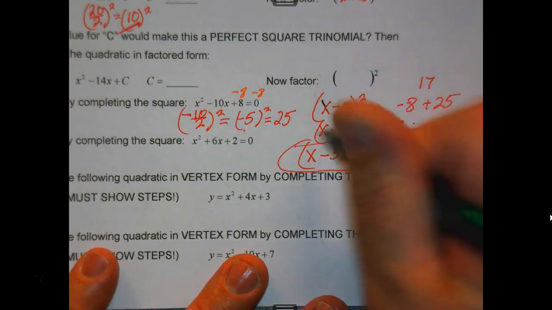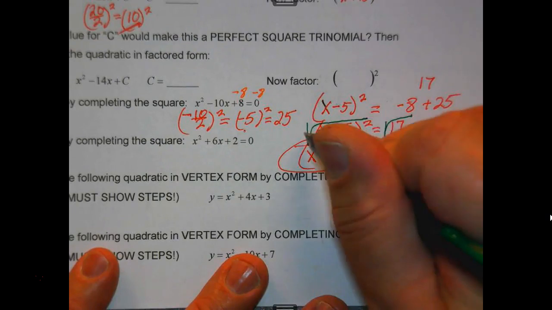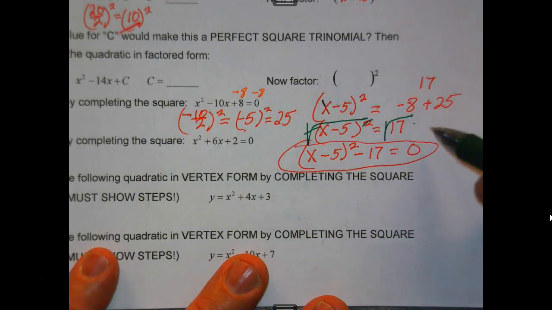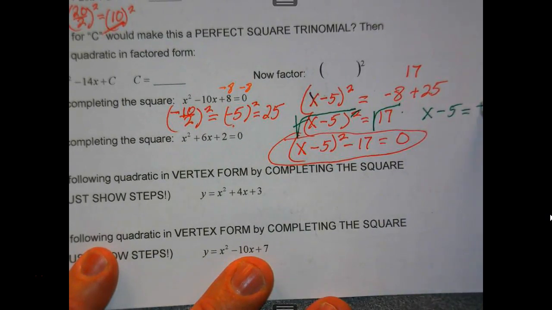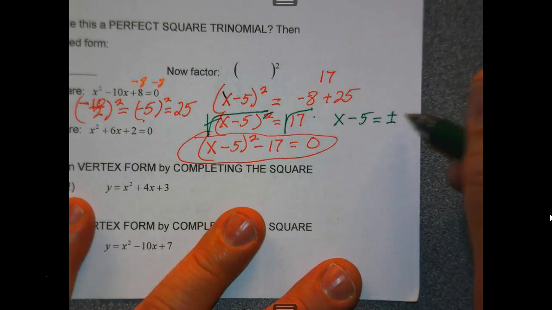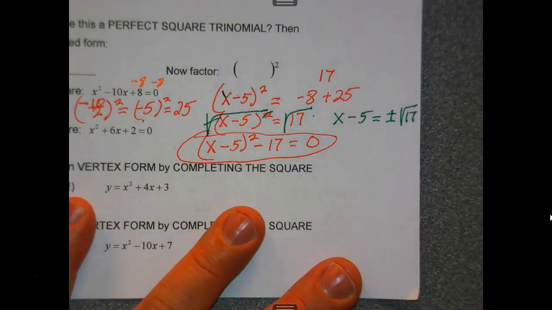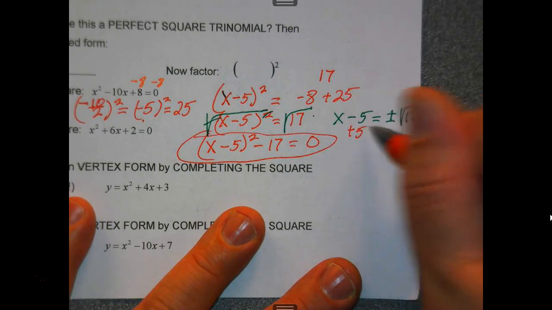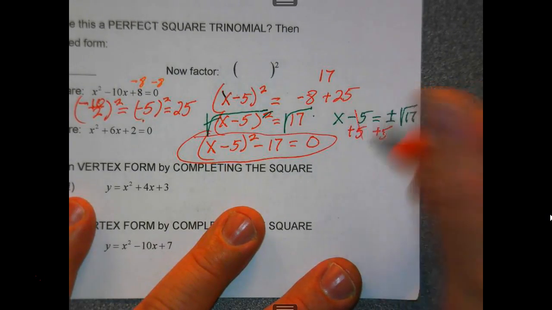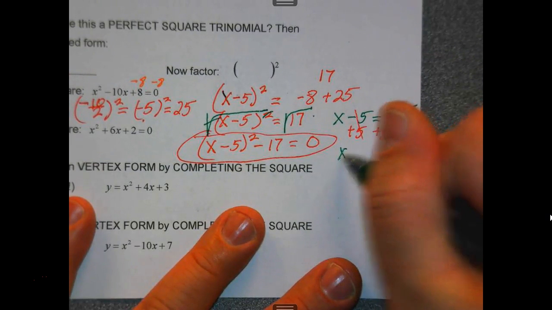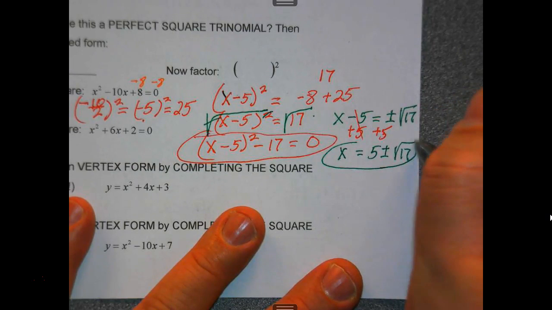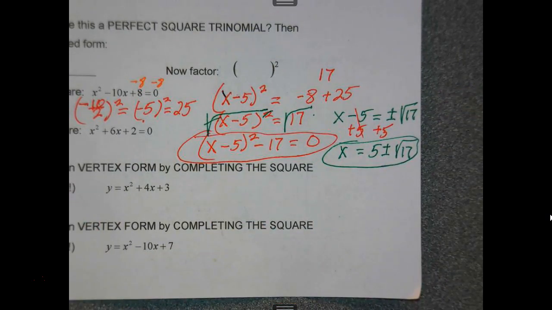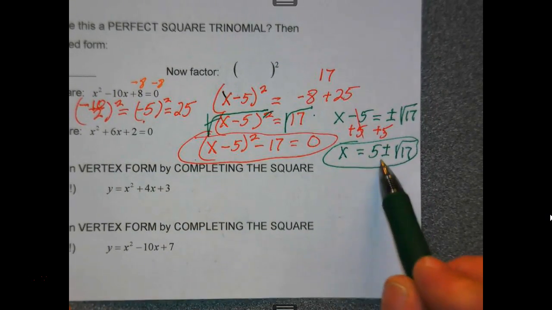So when you're at this step, square root both sides, right? So x minus 5 equals plus or minus square root of 17. And then add 5 to both sides. They want x by itself. My fault. So I get x equals 5 plus or minus square root of 17. That's as far as I can go. So this would be vertex form if they asked for it. Then that's solving.